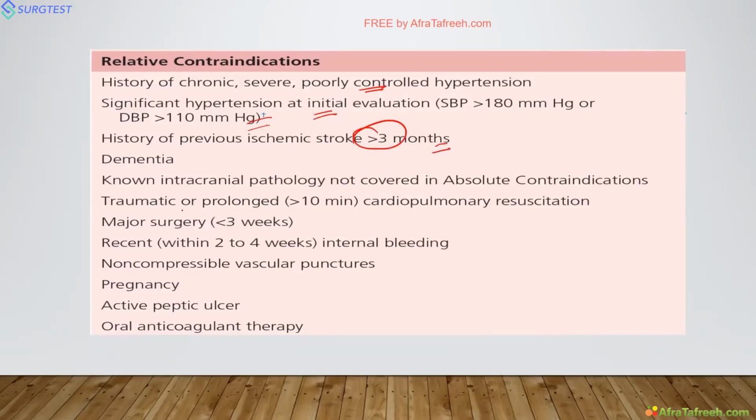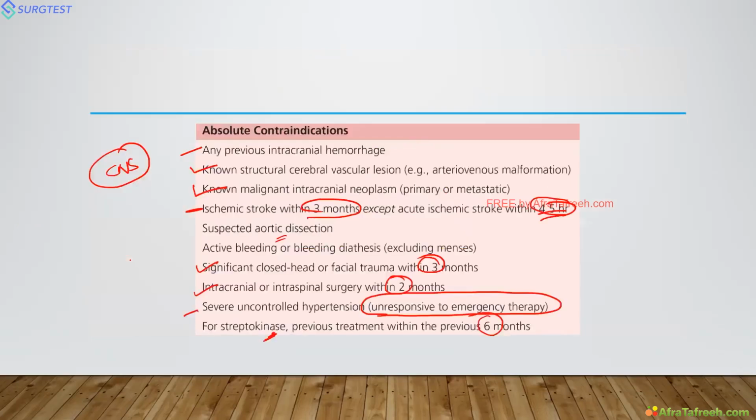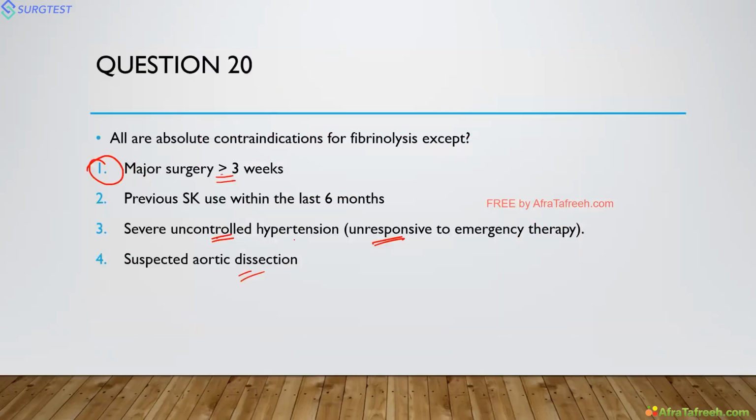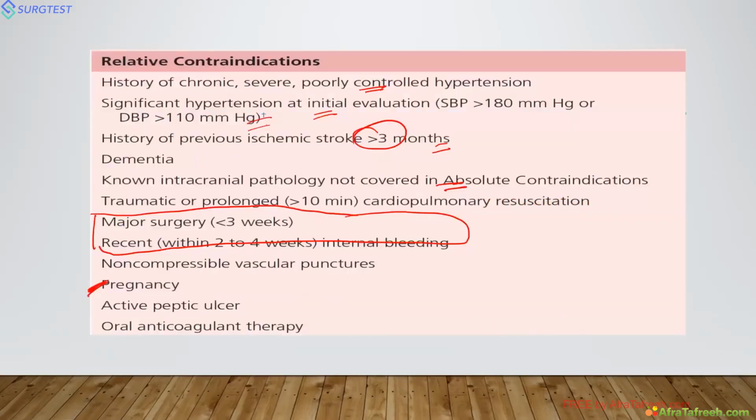Then other things which are not covered in absolute contraindications, and major surgery, which will be discussed. Major surgery less than 3 weeks and recent internal bleeding. This is very important. Again, pregnancy is a relative contraindication. So the answer to this question is major surgery more than 3 weeks. This and all you can go through in your own time.